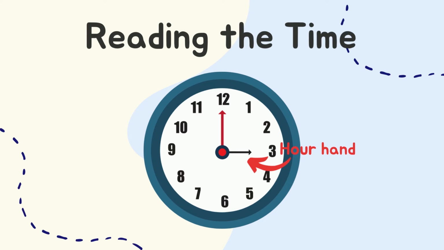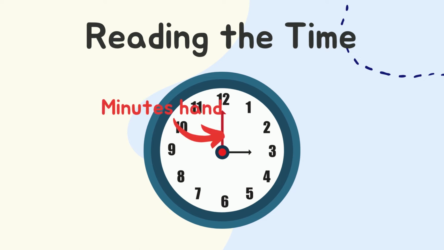Reading the time. Do you know how to read the time? On an analog clock, the slowest and shortest hand on the clock counts the hours. The longer hand counts the minutes.